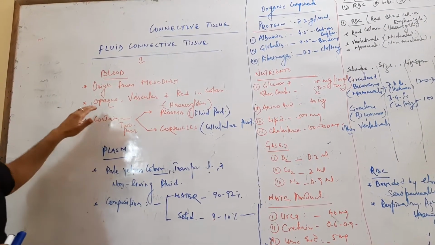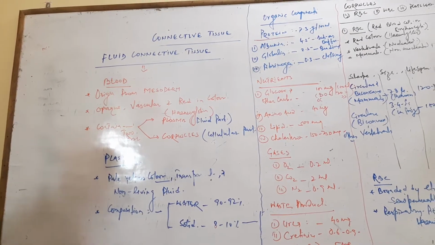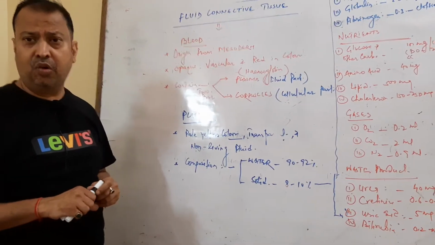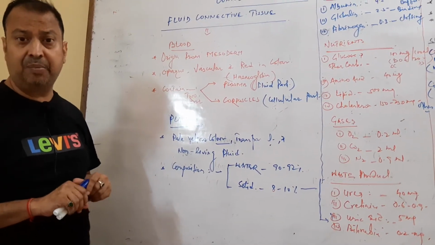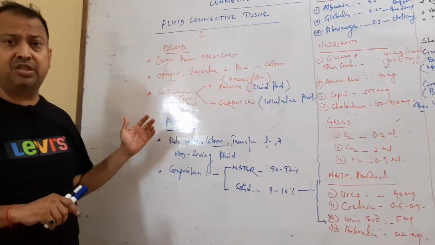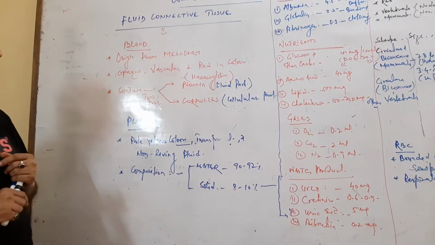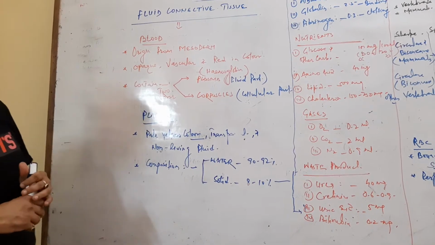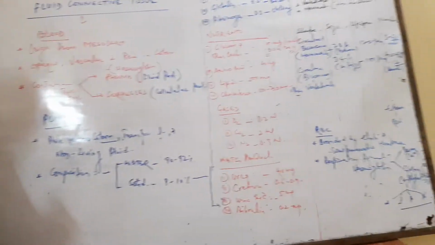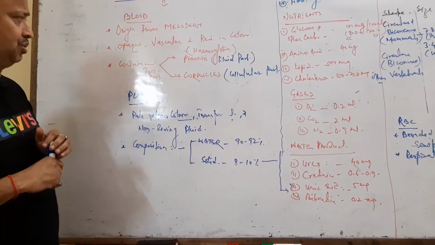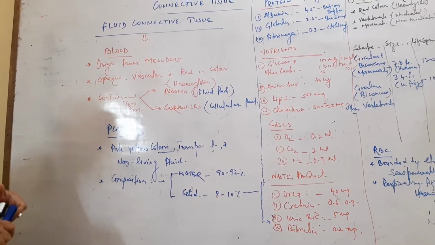Blood is opaque, vascular and red in color due to the presence of a pigment called hemoglobin, which is present in RBC. Blood contains two parts, a liquid part and a cellular part. The liquid part is called plasma and the cellular part is called corpuscles. These two parts constitute the blood.